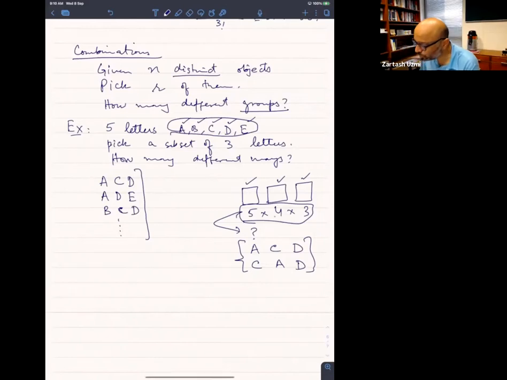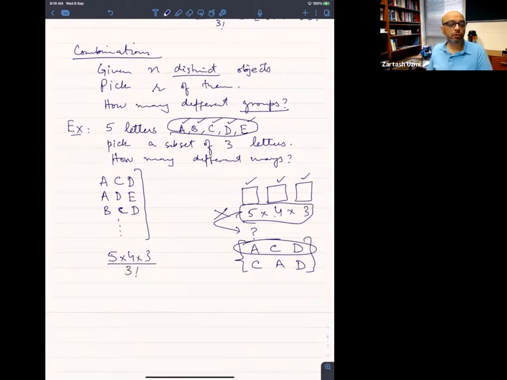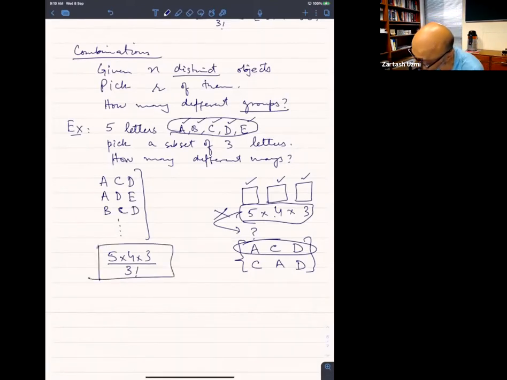So this 5 times 4 times 3 is not the right answer. Although it seemed like it would be the right answer, there is double counting happening here. How much double counting? As many as the permutations of A, C, D, the permutations of those 3. So this would be 5 times 4 times 3 divided by that double counting, so we divide by 3 factorial. This is the answer to this question: how many different ways of picking a subset of 3 guys out of 5 guys?